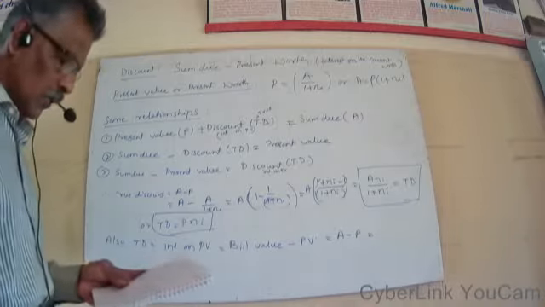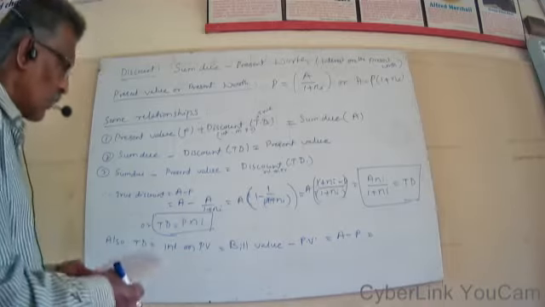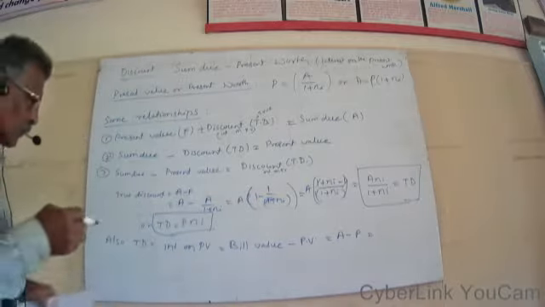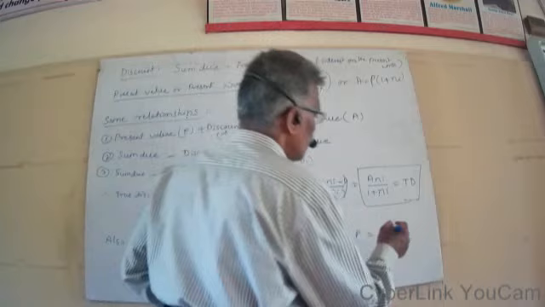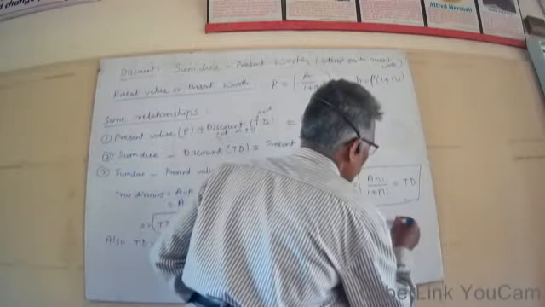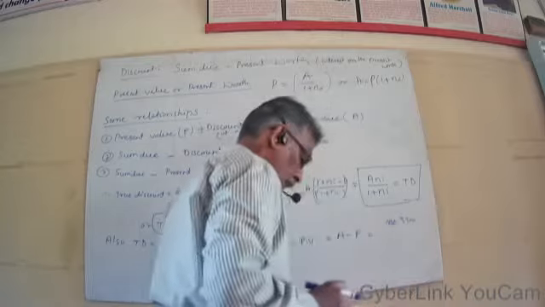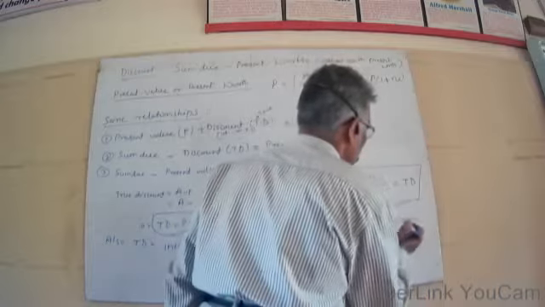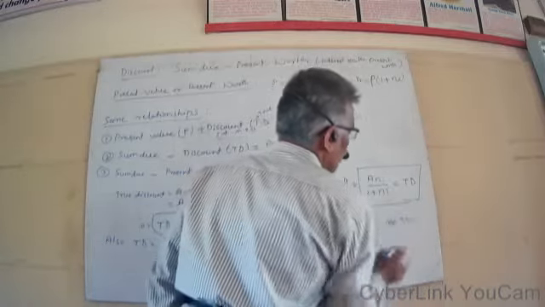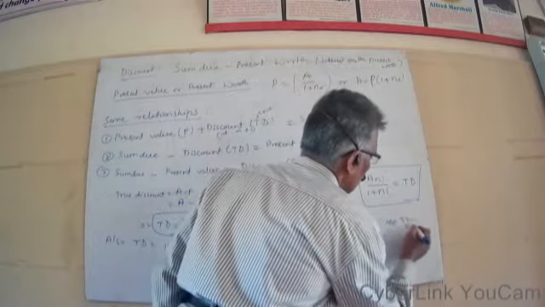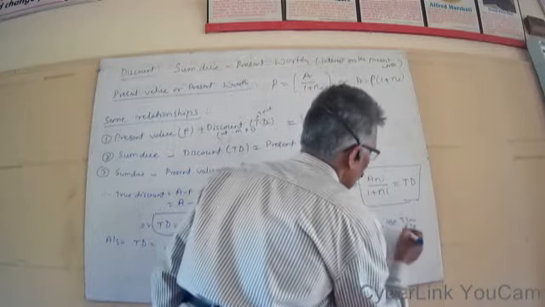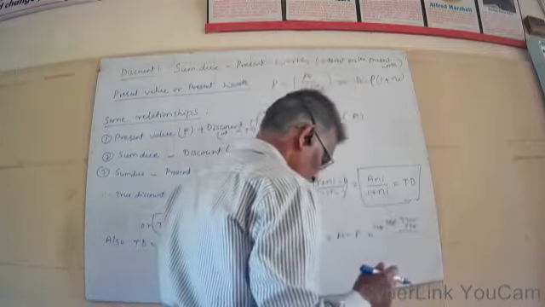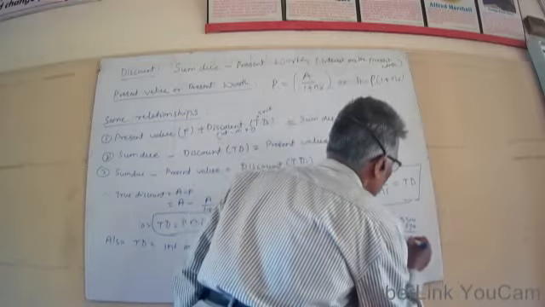The off-season discount is to be determined. I think I have explained this, however once again I will explain. The market price is 5,900 and available at a discount of 10%. So 10% of 5,900 equals 590. If you subtract this, 5,900 minus 590 gives you 5,310 rupees.